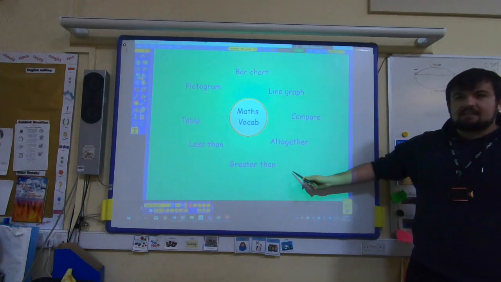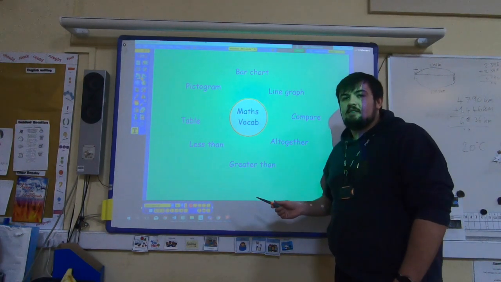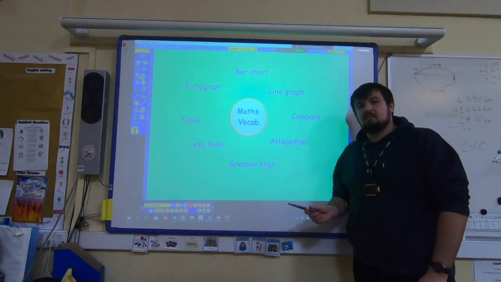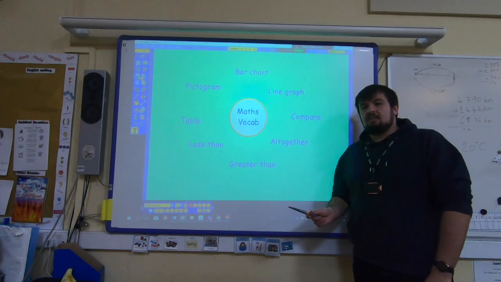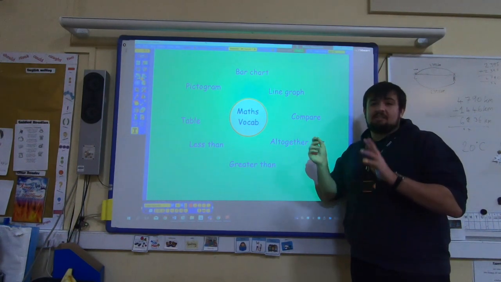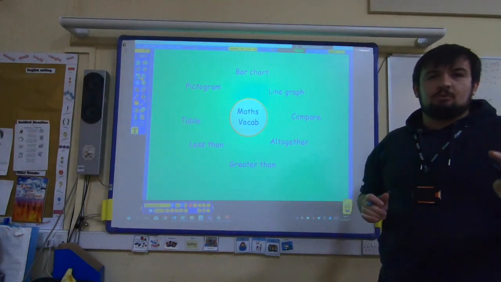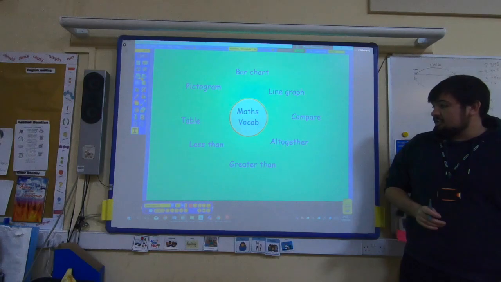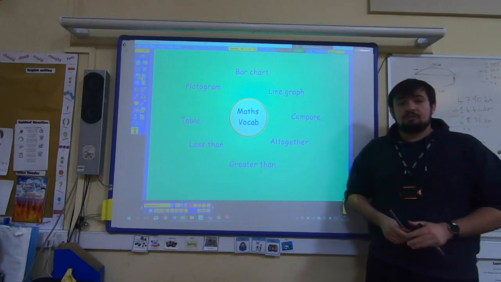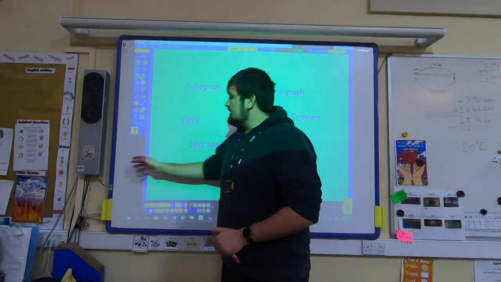Fabulous. Greater than. Leo? Those two numbers, 2 and 3. 3 would be greater than 2. Yeah, so it's similar to compare, isn't it? We can compare two different numbers and we can see which one's bigger or smaller than the other. Fantastic. Wonderful. And greater than is the one we talk about with the bigger number. Wonderful. What's less than then, please?